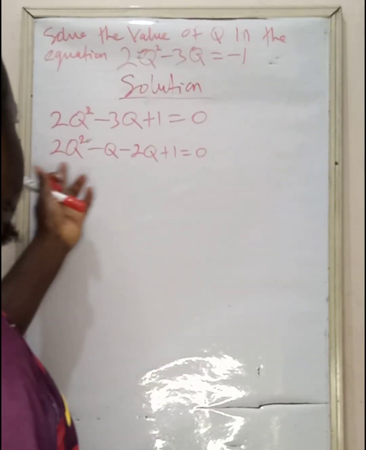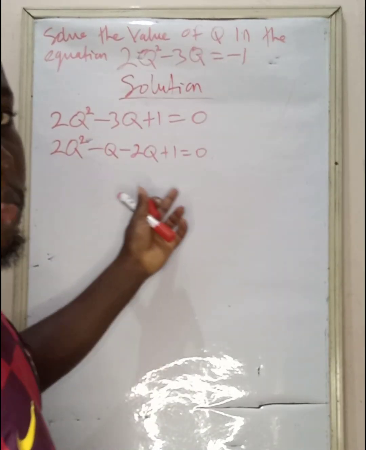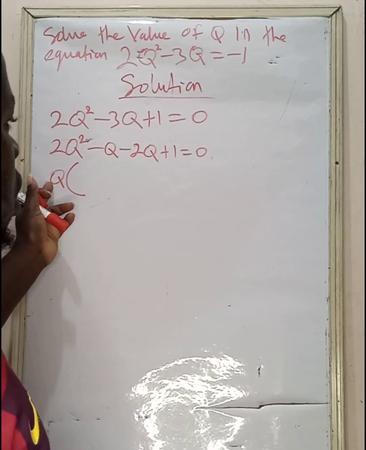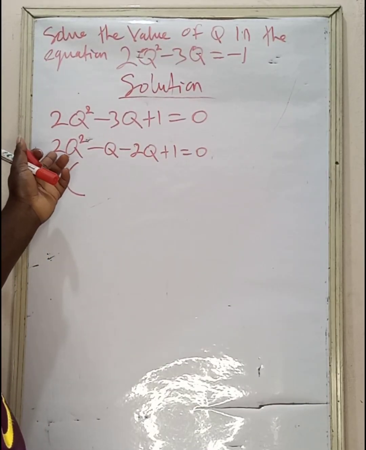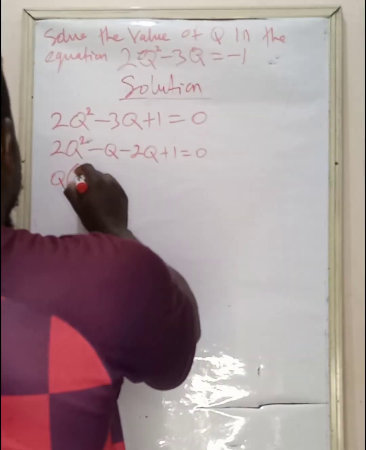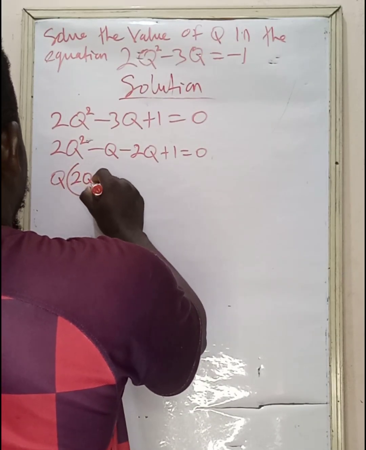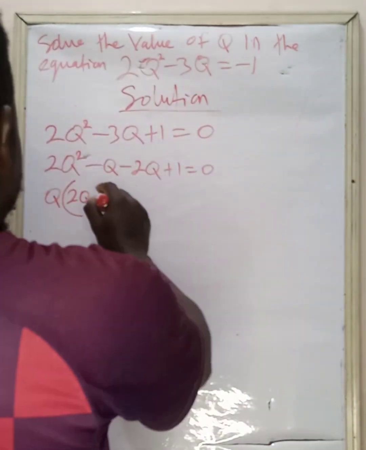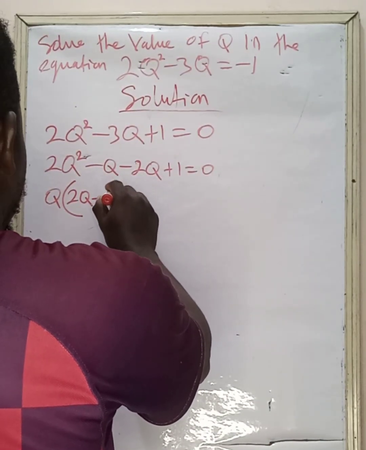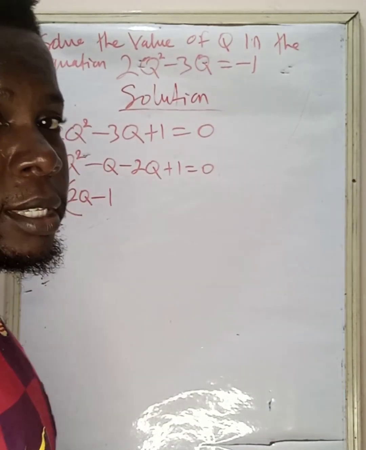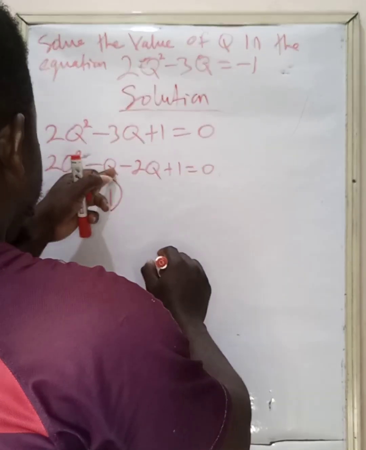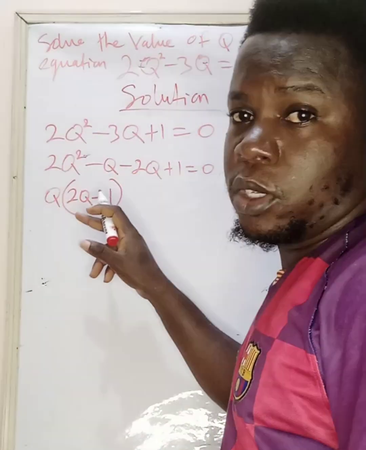So let's solve from here. What do we have in common here? We have q. We say q on brackets. Q divide 2q squared will give us 2q. So q divide q will have minus 1. Instead of writing q, we just put the 1. Close bracket, we are done with this.